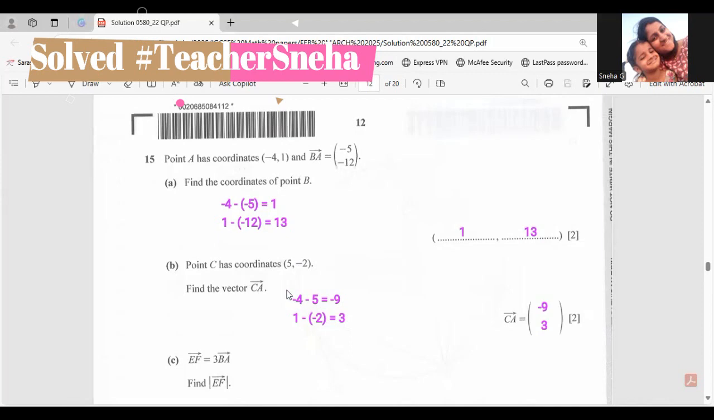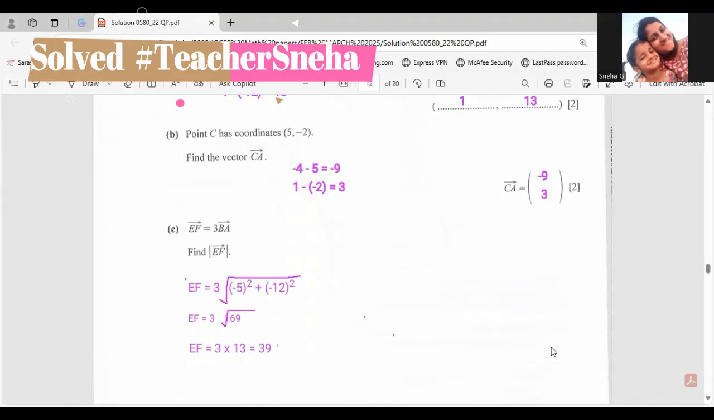Point C has coordinates 5, comma minus 2. You have to work out the vector CA. So to work out vector CA, you have already been given the coordinates of A as minus 4 and 1. So minus 4 and the coordinates of C, which are given as 5. So minus 4 minus 5 will give you an answer minus 9. And the y coordinate was 1. So 1 minus 2 will give you an answer of 3. So the vector coordinates of vector CA are minus 9, comma 3.